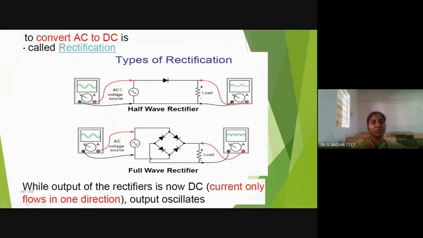Now I am going to the actual circuit. This is the half wave rectifier. You have a full sinusoidal wave: positive half cycle, negative half cycle, positive half cycle, negative half cycle. Only when the input is a positive half cycle, the output will come as it is.